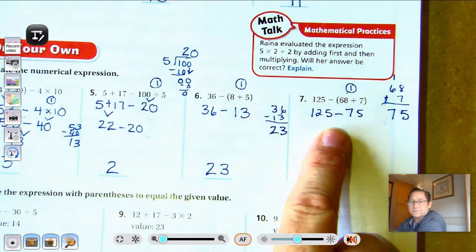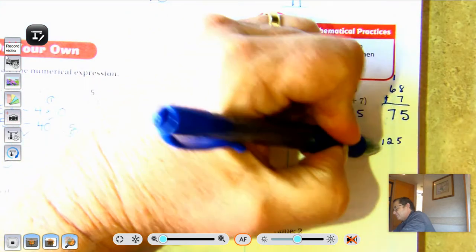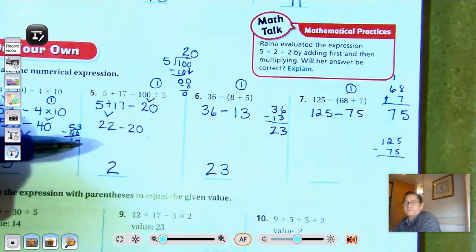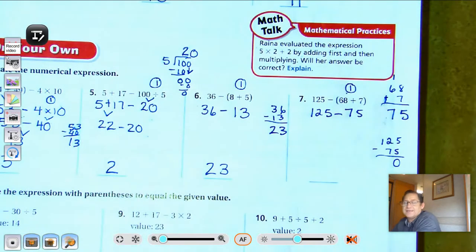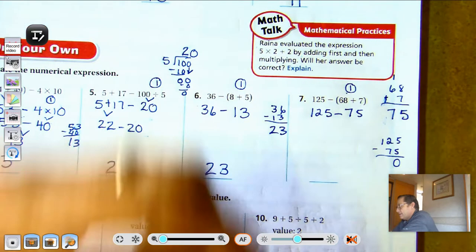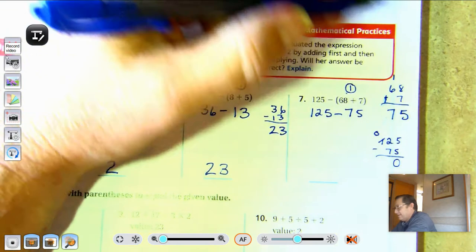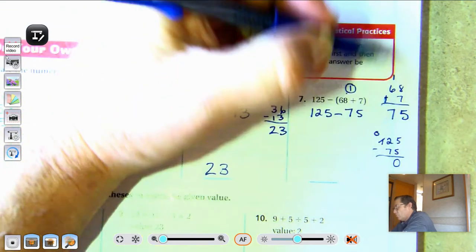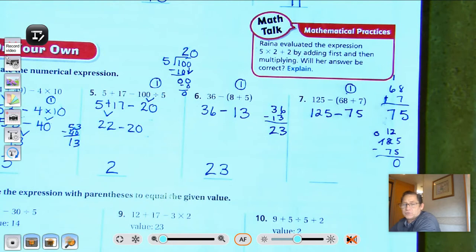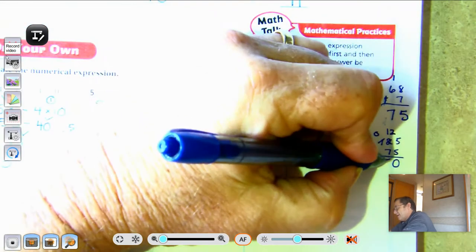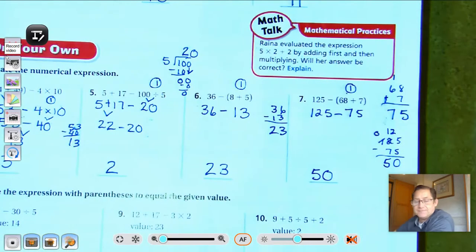Now I only have subtraction. 125 take away 75. 5 ones take away 5 ones is 0. 2 tens take away 7 tens, I can't do that. But I can regroup from the hundreds and trade 100 for 10 tens. So now we have 12 tens. 12 take away 7 is 5. So we get an answer of 50.